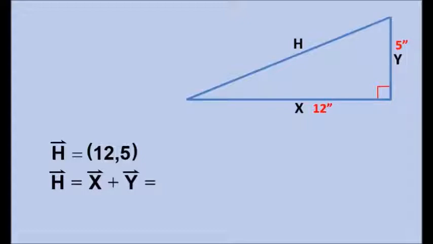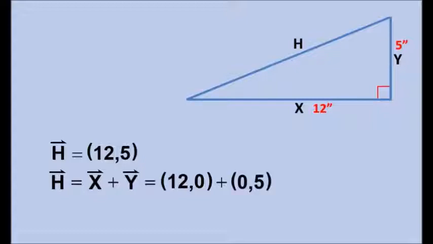So we've seen how to represent the h vector. How then would we represent the x vector? Well, it goes right 12 inches and doesn't go up and down at all. In other words, it goes up 0 inches. Hence, it is represented as 12, 0. Likewise, the y vector only goes up 5 inches and is therefore represented as 0, 5.